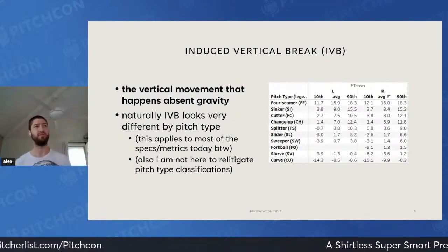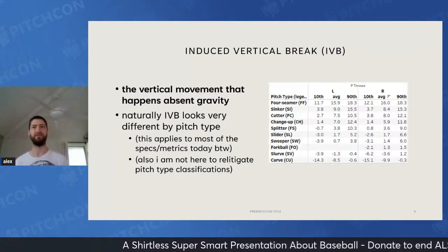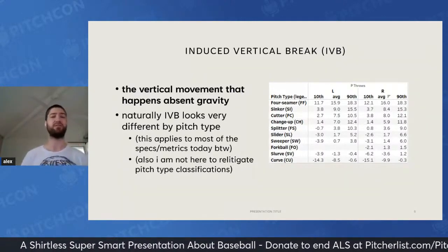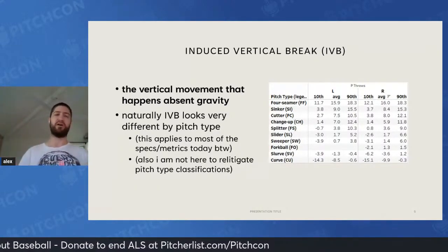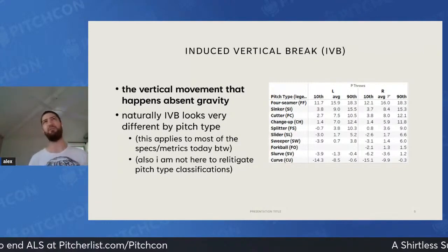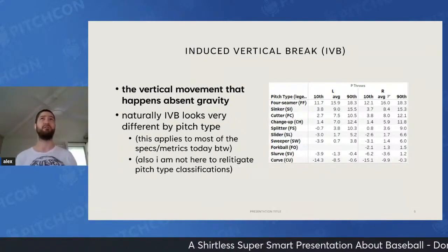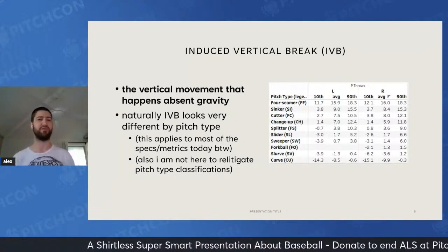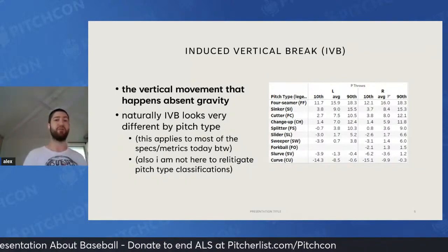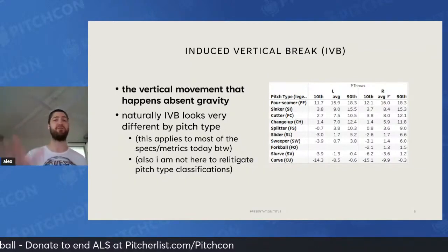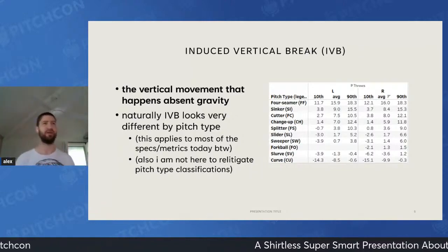Induced vertical break is the vertical movement that happens absent gravity. Now, I'm not a physicist, so that might not be the most accurate way to describe it, but it's basically the amount of movement vertically that a pitcher imparts on a pitch. Theoretically, if a pitcher was not imparting any induced movement, the ball would just fall to the floor. That would just be gravity's effect on the ball. So the pitcher is inducing some amount of movement that's keeping the pitch from falling to the floor. That is induced vertical break. As you can tell, I'm very good at explaining things.